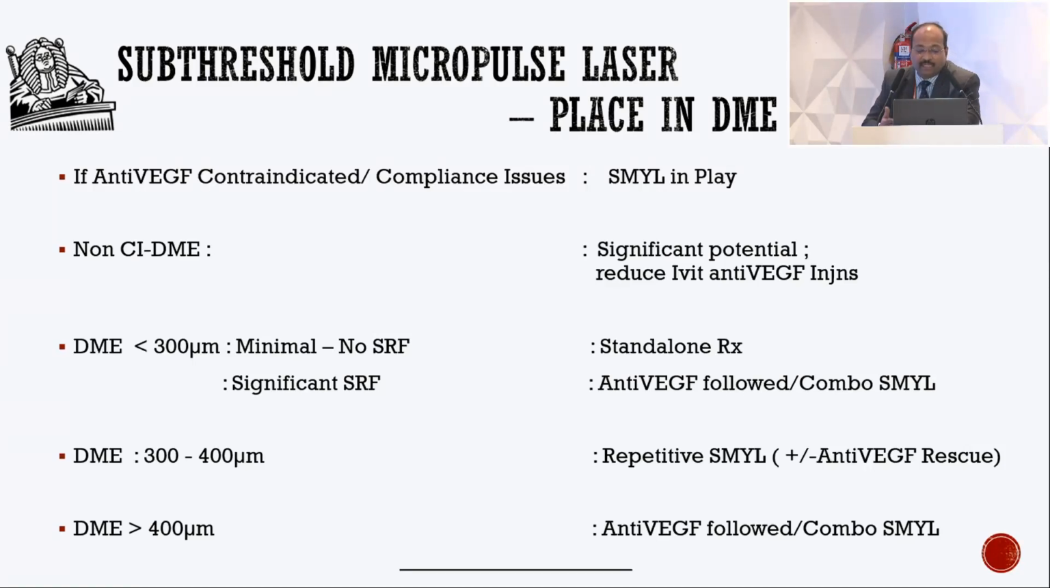If it is between 300 to 400 microns, you could consider repetitive micropulse yellow laser, as I've shown in some cases, with or without anti-VEGF rescue. I think it's important to stress that anti-VEGF rescue may be required, or you could use it as combination or sequential treatment. If it's more than 400 microns, perhaps it's a better idea to use anti-VEGF followed by combination micropulse laser. Thank you.